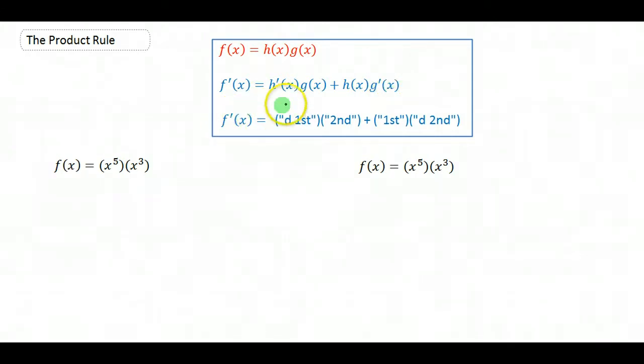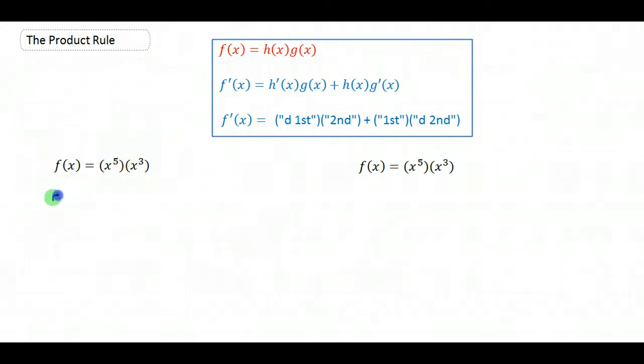In words, f prime at x is d first, or derivative first, times second, plus first times derivative second, or d second. The first example is quite simple. F at x is equal to x to the fifth times x cubed. Instead of using the product rule correctly, I'm going to do this question incorrectly. It's a common mistake to think that the derivative of a product of two smaller functions is simply just the derivative of each of these multiplied together.